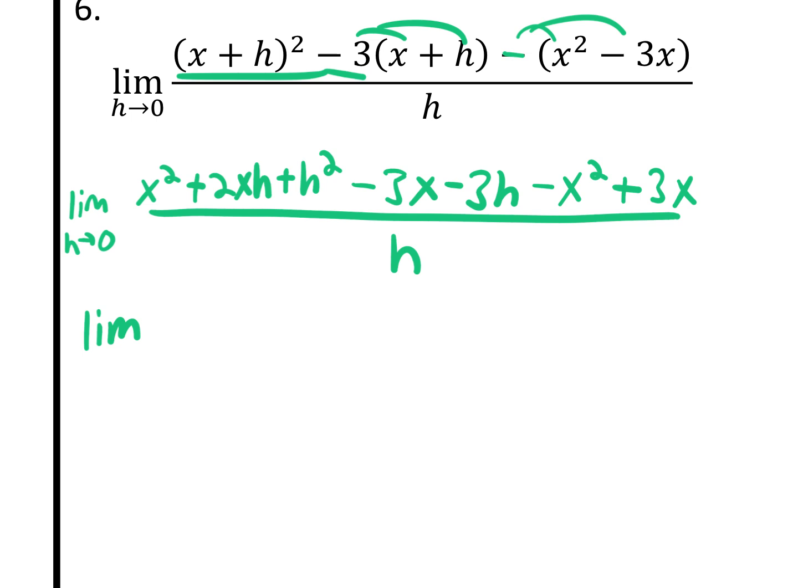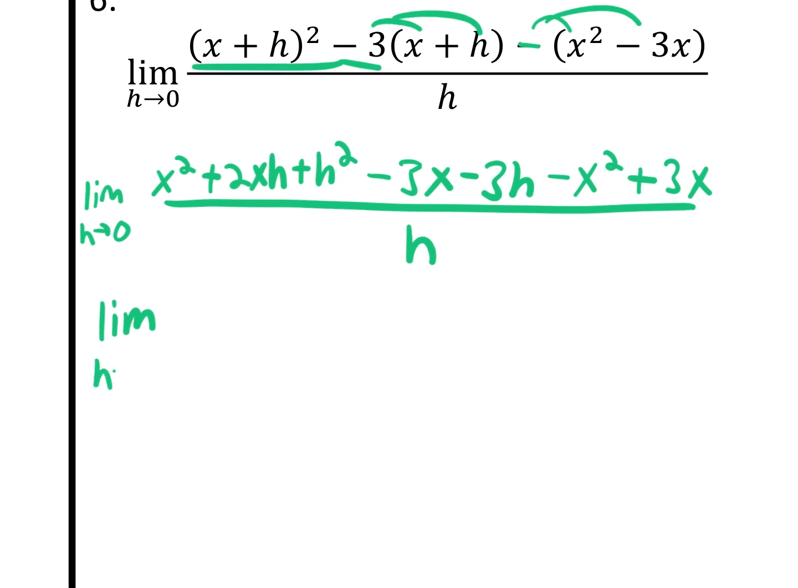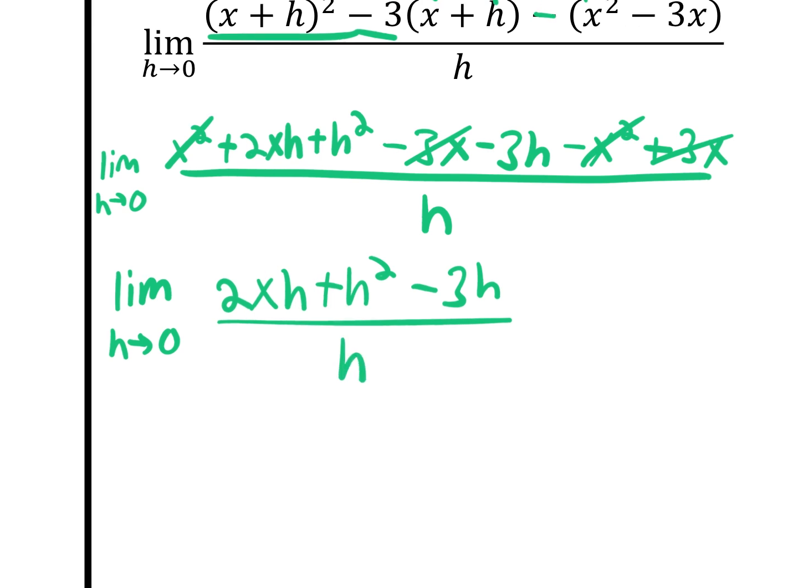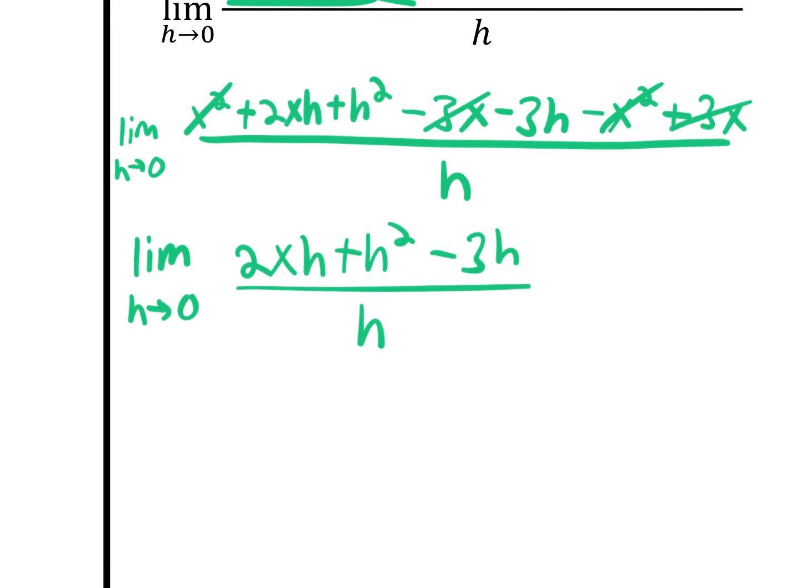Okay, good. So things that are like terms we can combine, right? What are like terms here? Good. The x squared, what happens with the x squareds? Good. Cancel out. What else cancels out? The 3x's. Good. So then what are we left with on top? 2xh. Good. Plus h squared minus 3h over h. Nice. How does that help us? What can we do now?